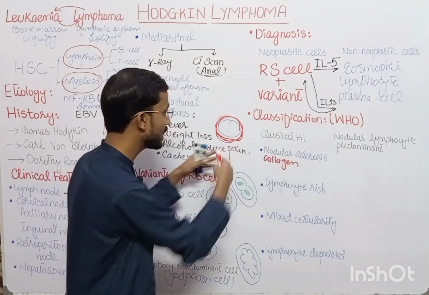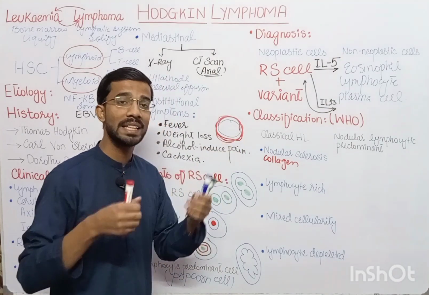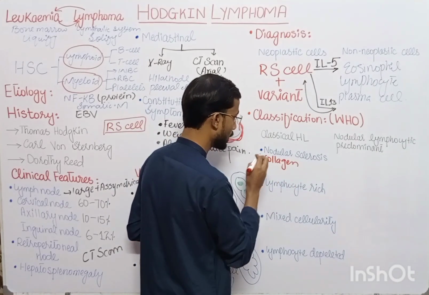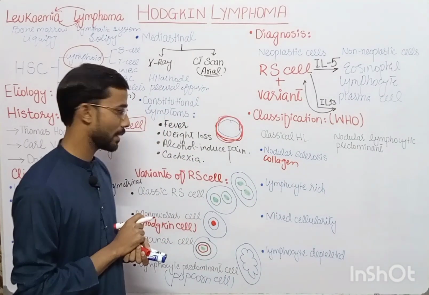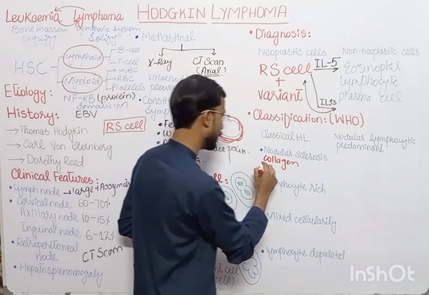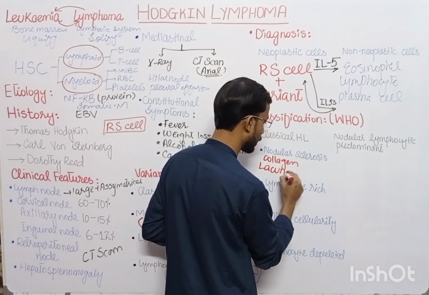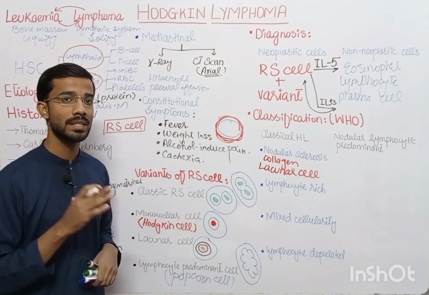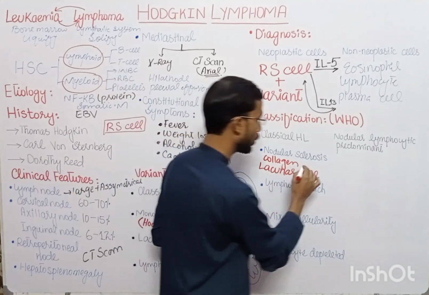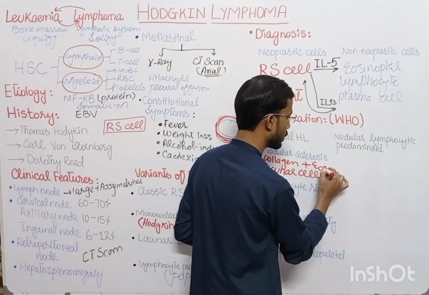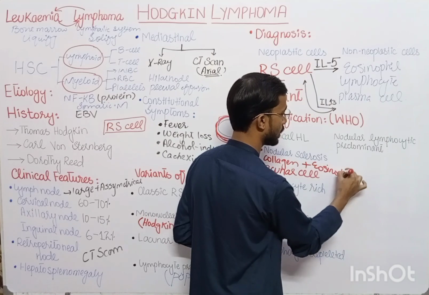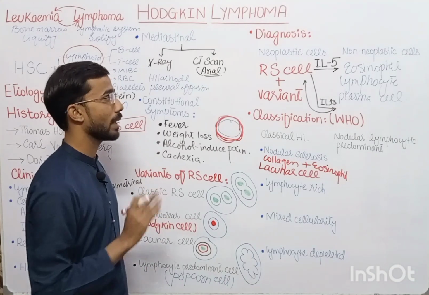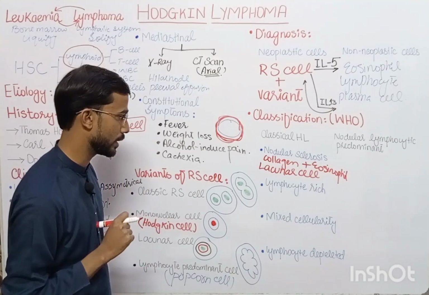As the name indicates, when the collagen covers the lymph node, it becomes hard, sclerotic. Next, what type of Reed-Sternberg cell is present in this type? Lacunar cells are present in nodular sclerosis, and along with them eosinophils are also present, which are non-neoplastic. Only the neoplastic cell will be the Reed-Sternberg cell and its variants.